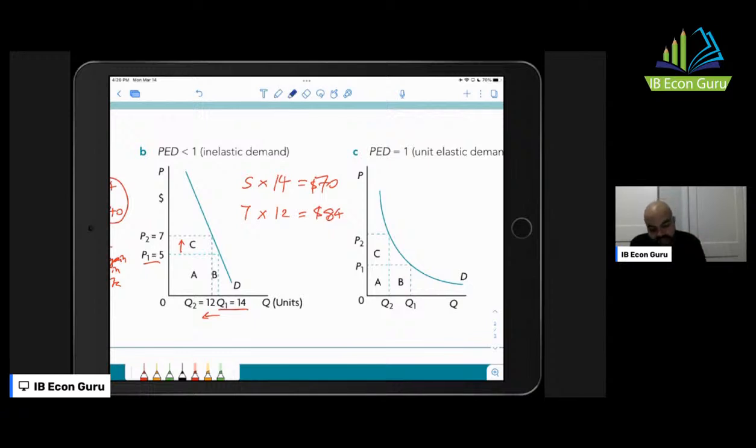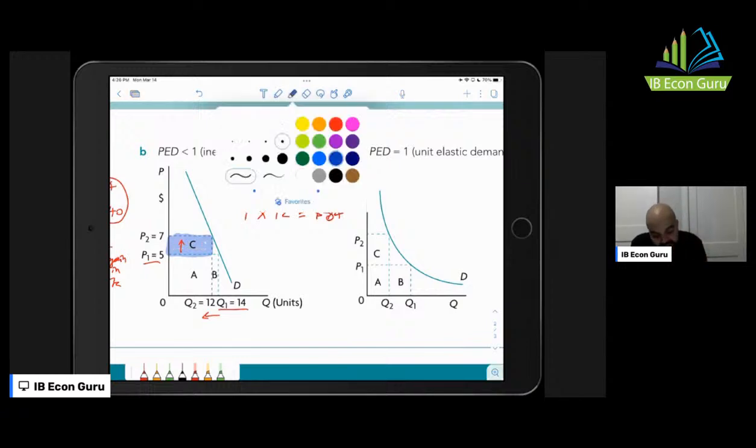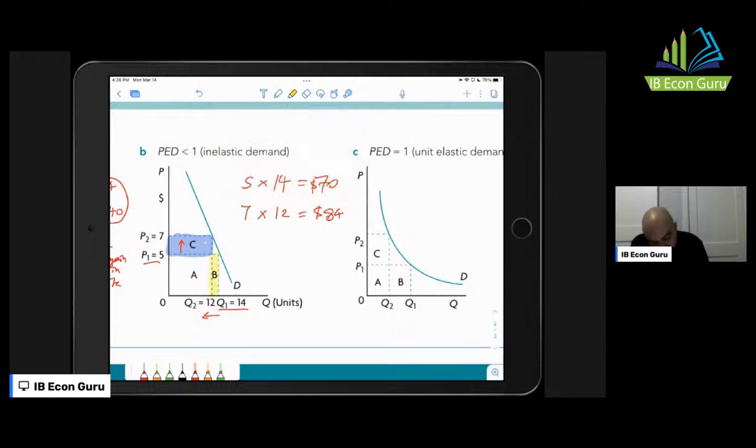Why? Because the gain in total revenue, box C, as a result of charging a higher price exceeds the loss of total revenue as a result of selling a lower quantity. Because C is greater than B, C is the gain in total revenue, B is the loss of total revenue. Here, the main idea is when demand is inelastic, to increase total revenue, the producer should raise the price. That's the idea.